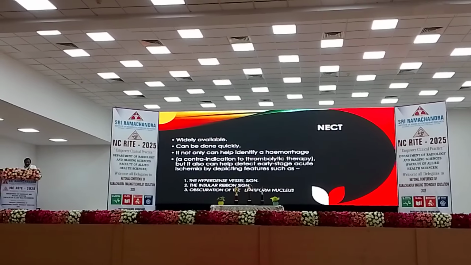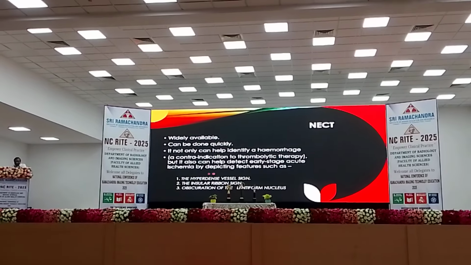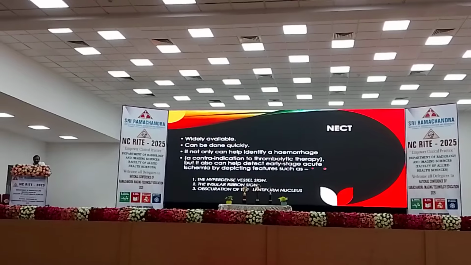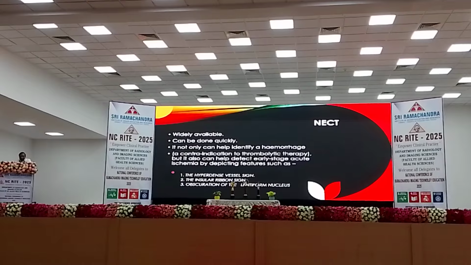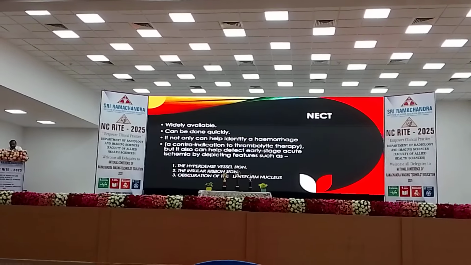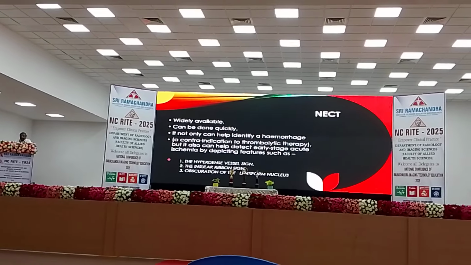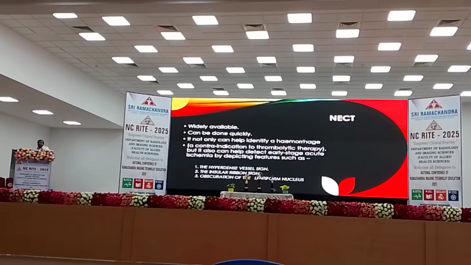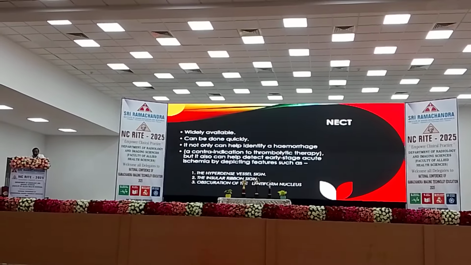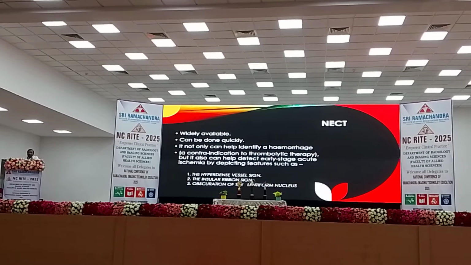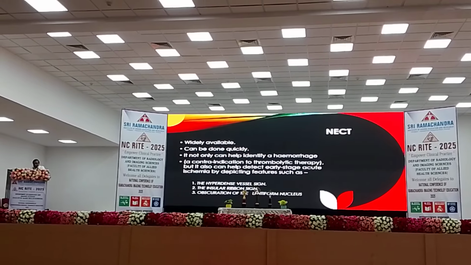CT is widely available and can be done quickly. It not only helps identify hemorrhage, a contraindication to thrombolytic therapy, but it can also help detect early-stage acute ischemia depending on features such as the hyperdense vessel sign, the insular ribbon sign, and obscuration of the lentiform nucleus, which the CT scan reveals. These three signs are very, very important. Before the patient gets off the table, we have to check whether these signs are present or not, because these signs are going to help the physician in treating stroke patients.